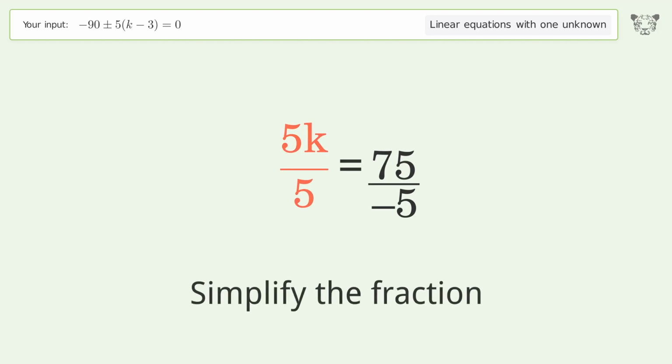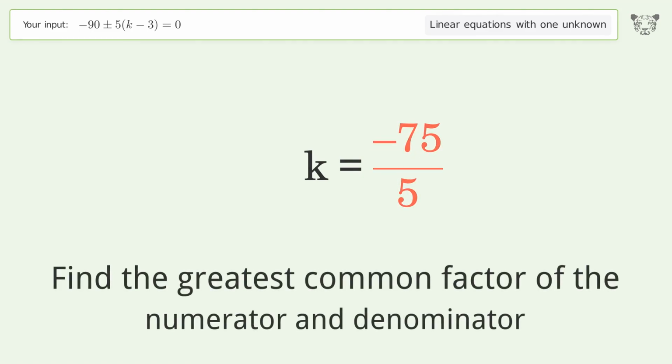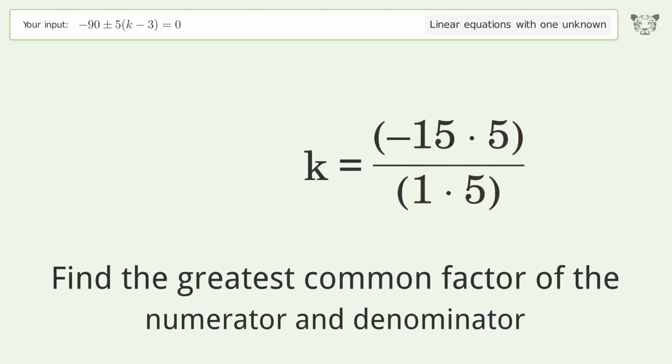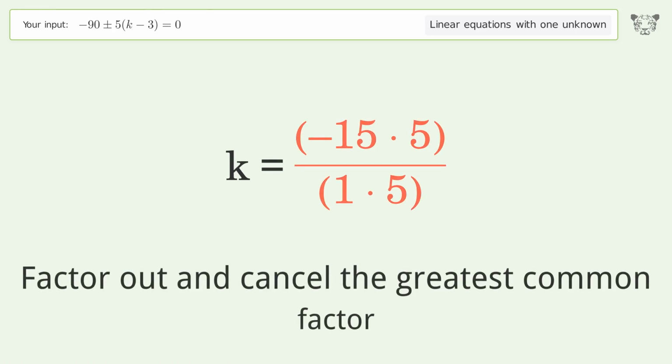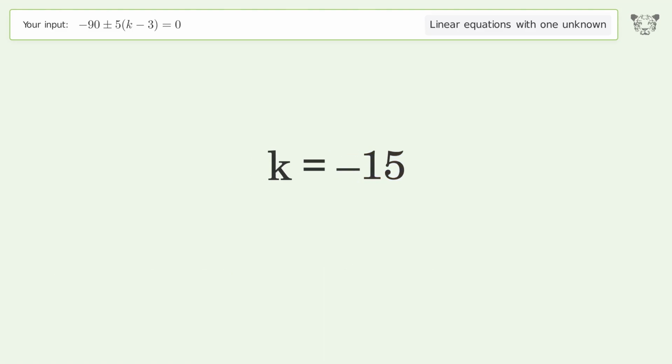Simplify the fraction. Move the negative sign from the denominator to the numerator. Find the greatest common factor of the numerator and denominator. Factor out and cancel the greatest common factor. And so the final result is k equals -15.